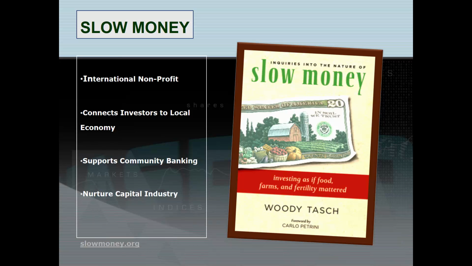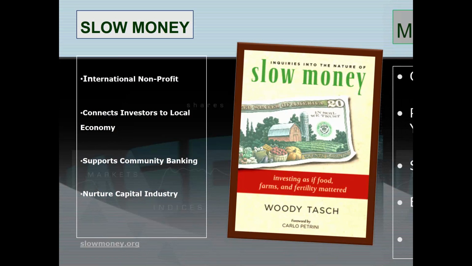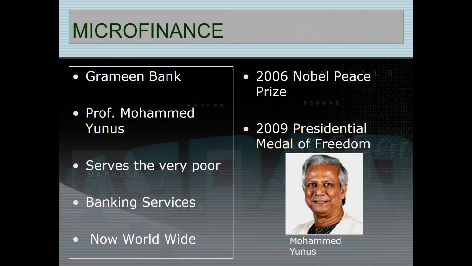So this is just this whole idea of slow money. Use your co-ops. Keep your capital local. It's a pretty easy read and pretty cool. And then I think this is the last slide.